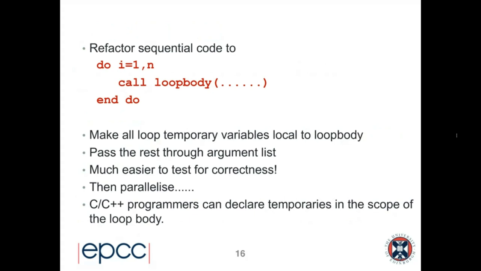So if you are faced with that situation, then the thing to do is to refactor your sequential code to wrap the body of the loop inside a subroutine. Then, as part of that sequential refactoring, you make all the loop temporary variables local variables inside that subroutine, and everything else you pass through the argument list. That refactoring is much easier to test for correctness because it's just a sequential change, so anything you do here is a deterministic test. Then you can go and parallelize that, with the advantage that all those temporary variables declared inside the subroutine body are now private by default and you don't have to care about them.